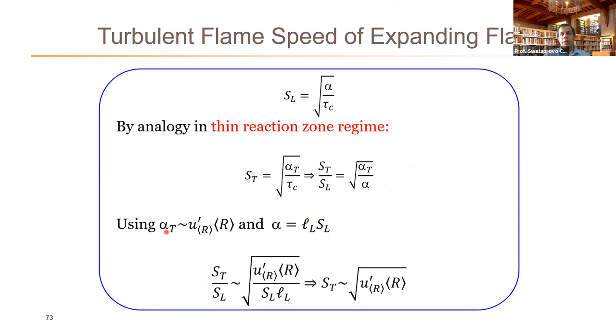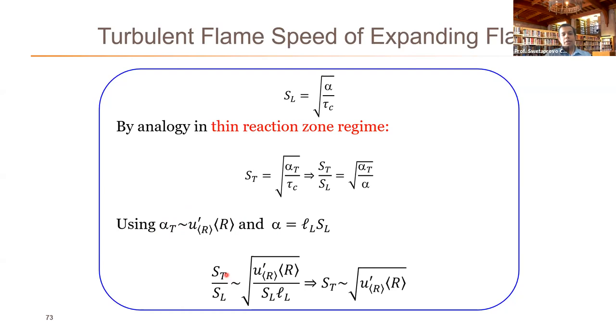So as the flame grows, its flame brush also grows. So there is no reason that the flame experiences the same turbulent diffusivity at all times. As the flame brush grows, the relevant length scale is essentially your flame radius. So the way to define the turbulent diffusivity here should be the U prime, which is conditioned on the flame radius itself, times the flame radius. And your thermal diffusivity, of course, stays as is.